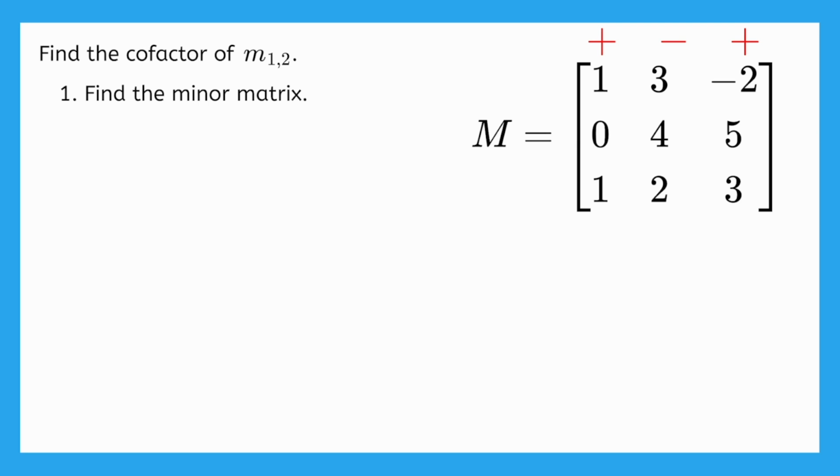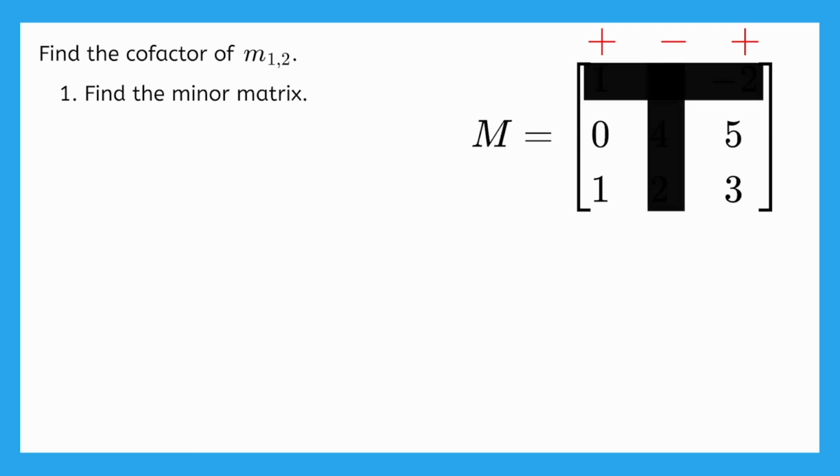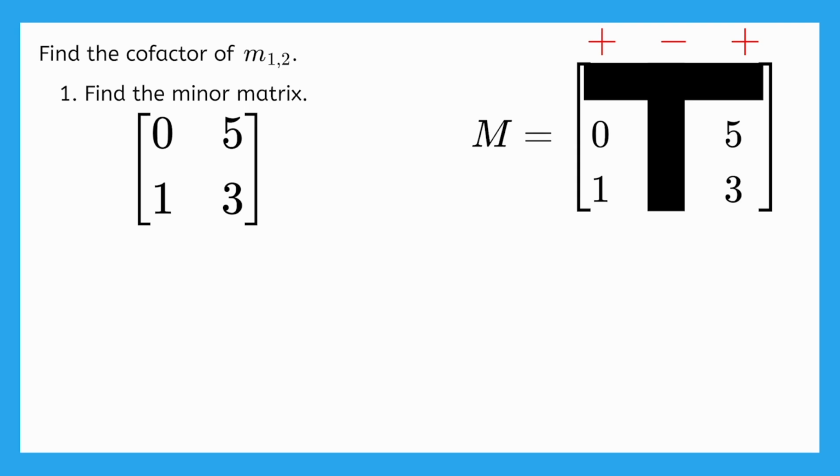Let's find the cofactor of M12. First, find the minor matrix by crossing out the first row and the second column. That leaves us with the 2 by 2 matrix 0, 5, 1, 3. Calculate the sign by raising -1 to the 1 plus 2 power, or -1 cubed, which is -1. Remember, we could also use our checkerboard, which will also show us the sign is negative for cofactor M12.